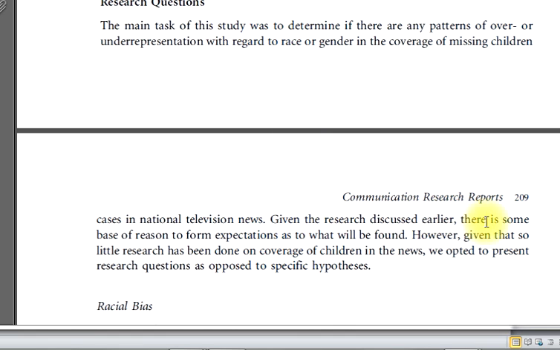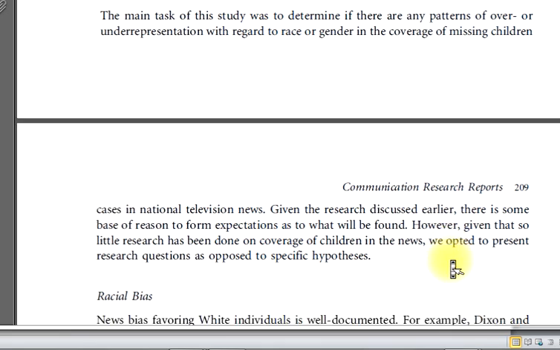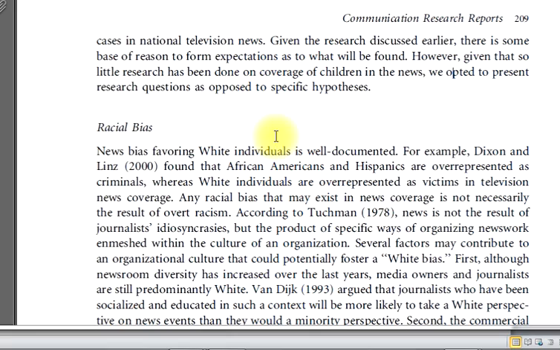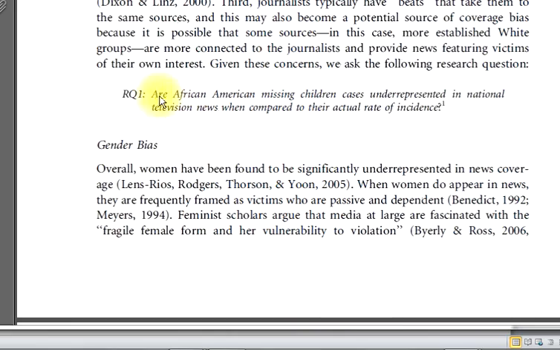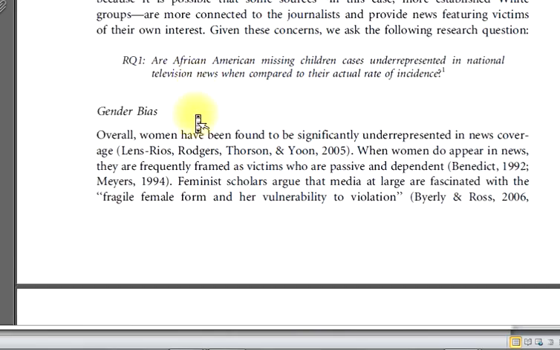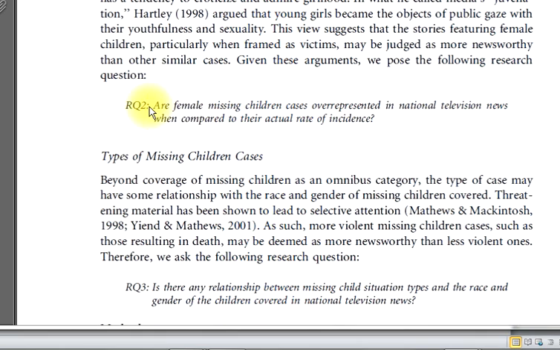Given the research discussed earlier, there is some base of reason to form expectations as to what will be found. However, given that so much, we opted to present research questions. So they're telling you that's a map, that we're not really going to try to present a thesis. We're just going to try to prove that some important questions need to be asked. If we scroll down here, you see this right here? That's a map. It's telling you the research question. Research question number 2, that's another one. Research question number 3. Therefore we ask the following research question. These are all examples of markers of authors' planning.